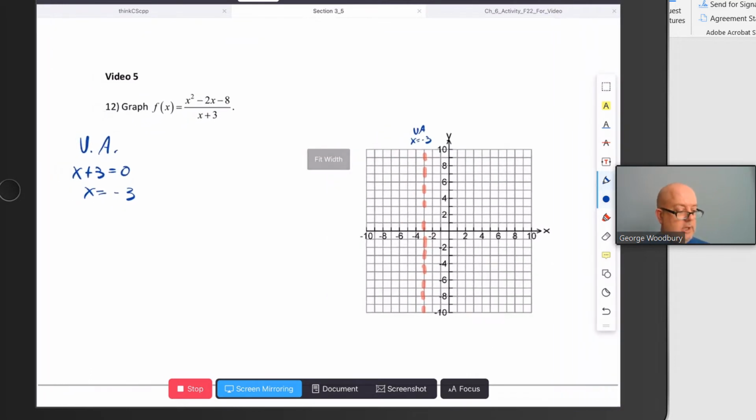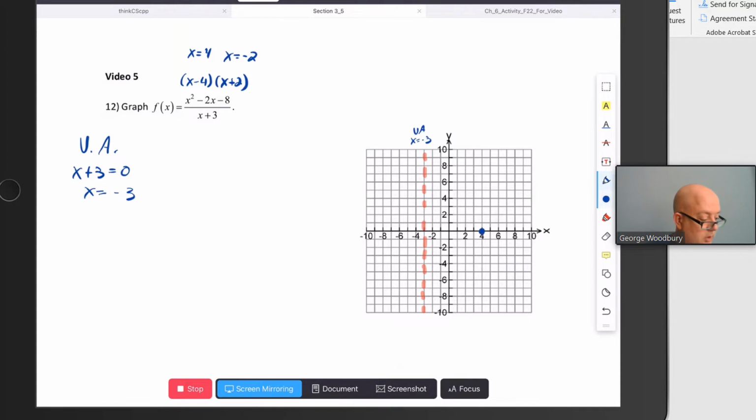All right. Next, before I go looking for the slant asymptote, I'm going to get some points onto this graph that I know. And I can start with the zeros, which come from the numerator. This is x minus 4 times x plus 2. So the zeros are at x equals 4 and x equals negative 2.